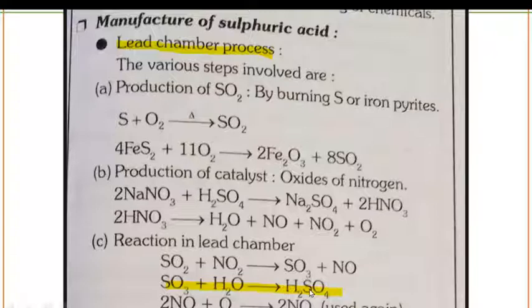Now what is sulfuric acid? Sulfuric acid is H2SO4, also known as oil of vitriol. You have to remember this point. Sulfuric acid is also known as oil of vitriol with the chemical formula H2SO4. It is a colorless, odorless and viscous liquid that is soluble in water and synthesized in reactions that are highly exothermic, as you have seen in the previous slide.